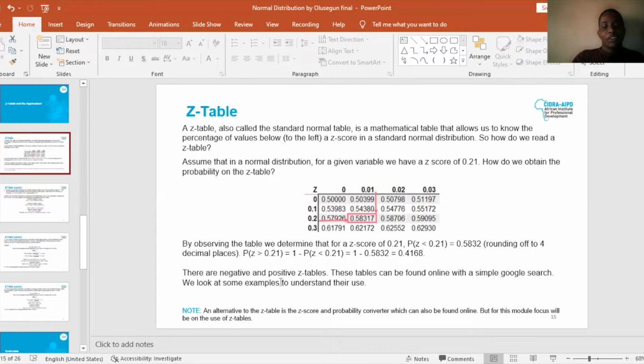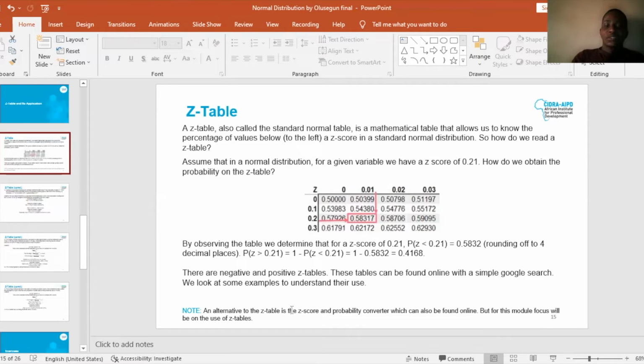There are negative and positive Z-tables. This one we illustrated here is a positive Z-table. These tables can be found online with a simple Google search. I will look at some examples to understand their use in the succeeding slides.